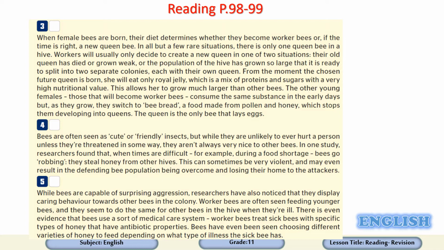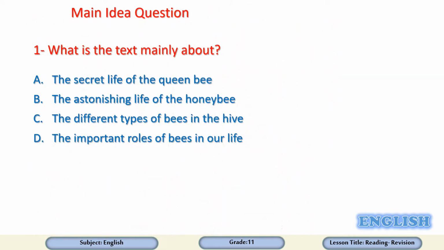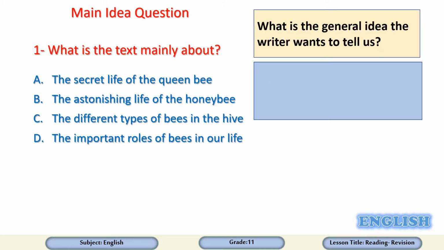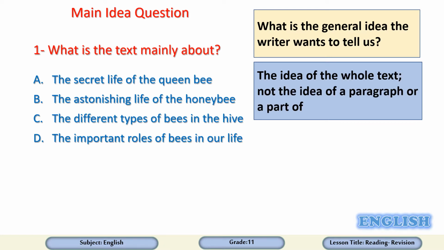Your first task will be to read through the text and to answer the following question. This is a typical question that you'll find in your readings and you may also meet in your exams. The main idea question. It is asked like this. What is the text mainly about? Here the question asks you about the general idea the writer wants to tell us. And it asks about the idea of the whole text, not the idea of a paragraph or a part of the text.